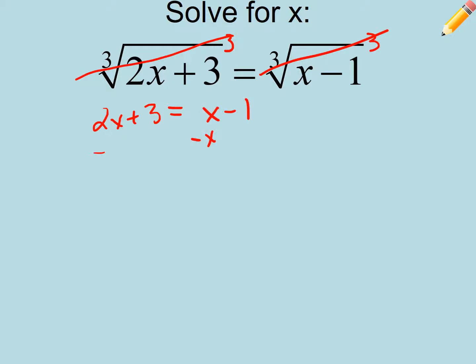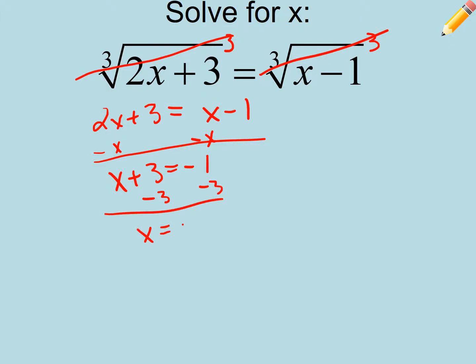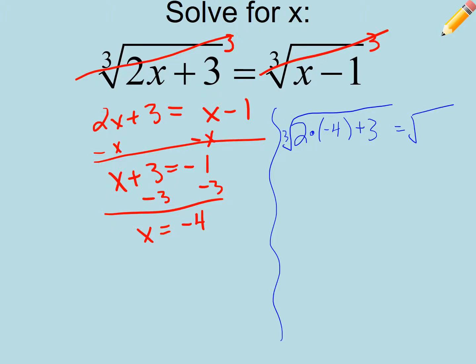So get the x's on one side. I'm going to subtract x. We have x plus 3 is equal to negative 1. Subtract 3 to get x alone. And we get x is equal to negative 4. But before we say that that is our solution, let's plug negative 4 into the original equation. So we have the third root of 2 times negative 4 plus 3, is equal to the third root of negative 4 minus 1.